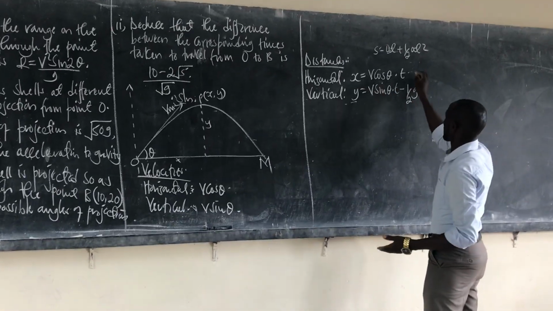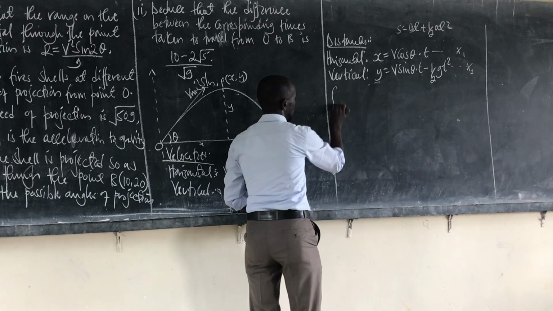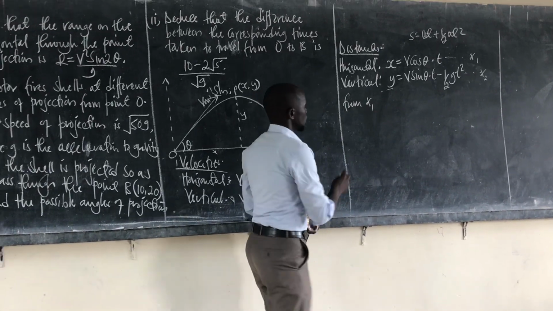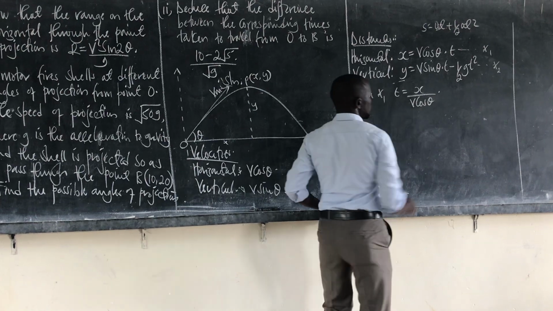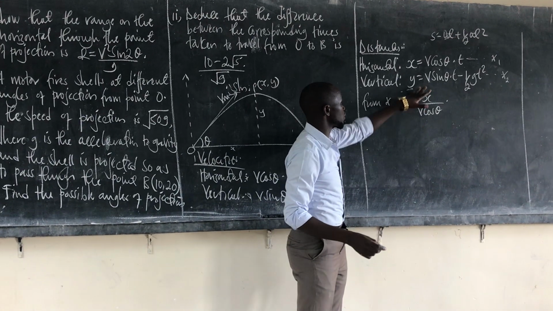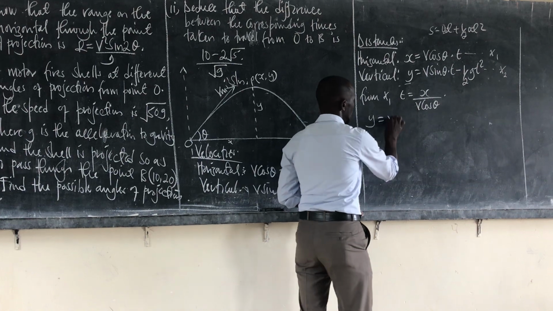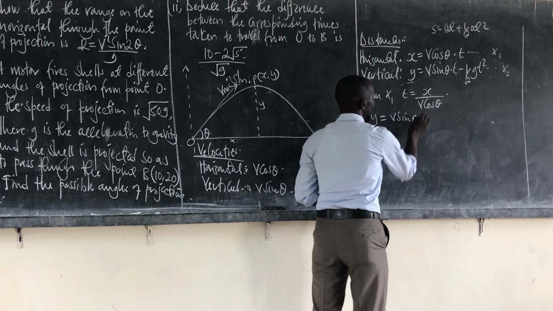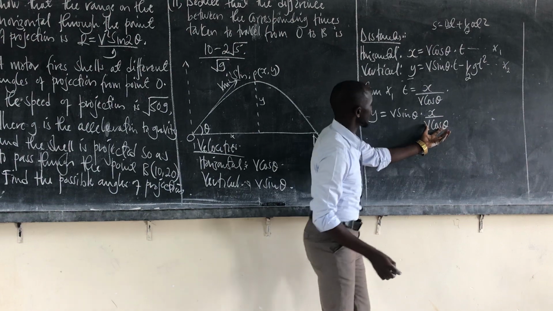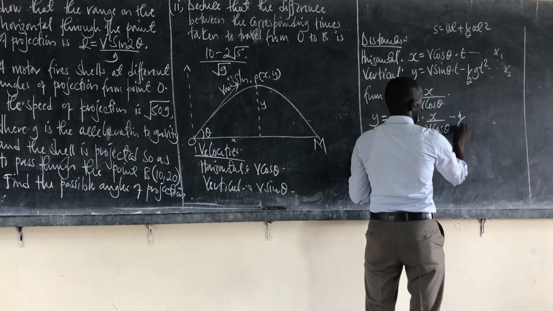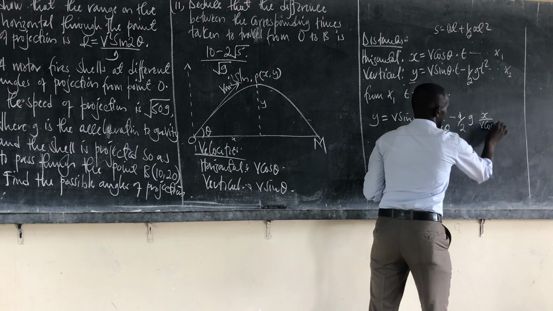When you look at this, if this is maybe equation 1, and this is maybe equation 2, you have to say from equation 1, t is equivalent to x out of v cos theta. When you look at the value of t, now substitute it into the second equation. Substitute for t. So we shall have y is equivalent to v sine theta times x out of v cos theta, minus a half g t squared, where t is now x out of v cos theta, squared.